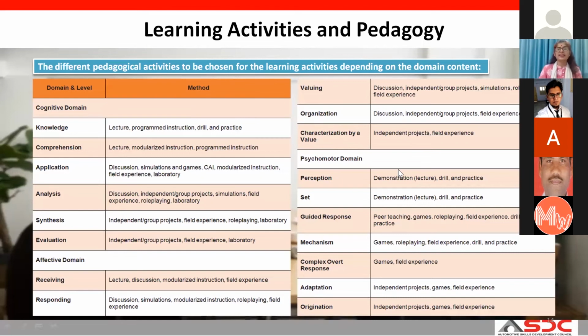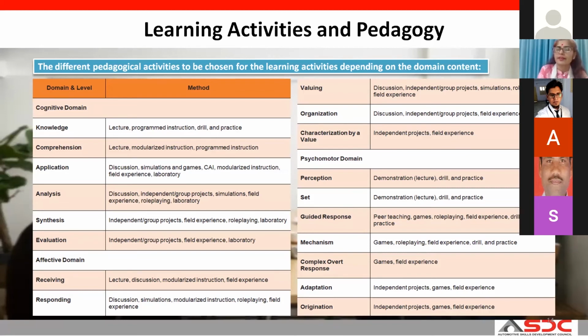Since it is the first class, it would be heavy for you, so I'm not going deeper. But what I want to convey is that our learning activities should involve cognitive, affective, and psychomotor, that is knowledge, skill, and attitude. For one particular set of things, sometimes lecture would be useful, sometimes discussion, field experience, role playing, laboratory workshop, games, or practice would be useful. So I hope you got the gist of this slide.